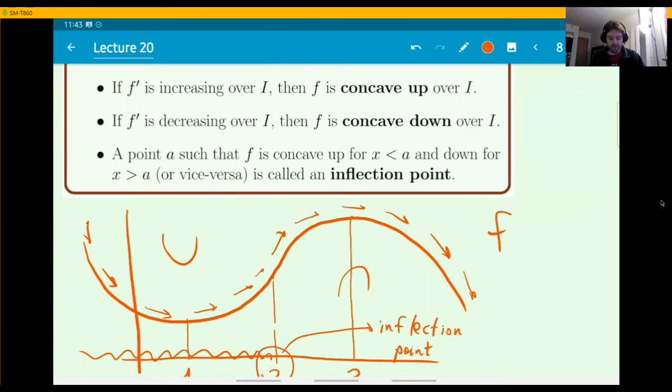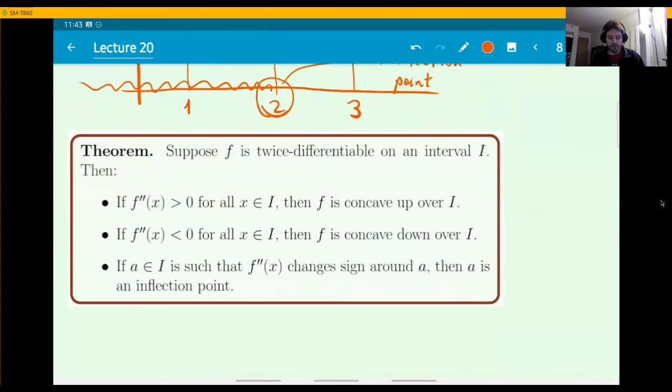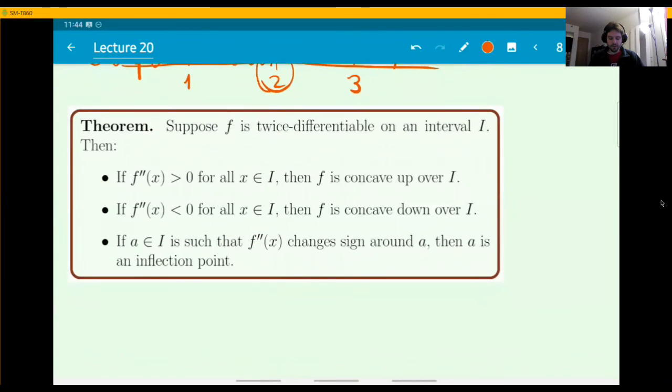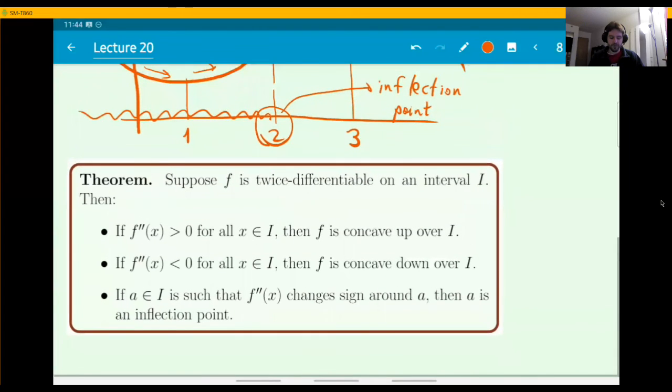So that is now the connection here to this theorem. If you have a twice differentiable function on an interval, if the second derivative is positive for all points in that interval, then the function must be concave up. Second derivative negative means concave down. And if you have a point A such that the second derivative changes sign around it, let's say negative first, positive later, or vice versa, then it is an inflection point because the concavity is changing behavior. So now we can relate geometric properties of the graph to the second derivative.